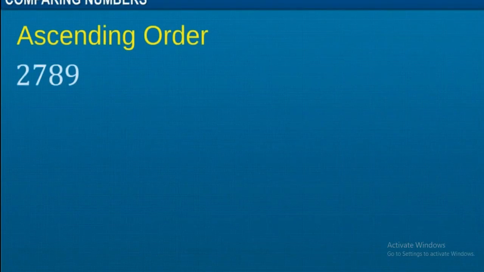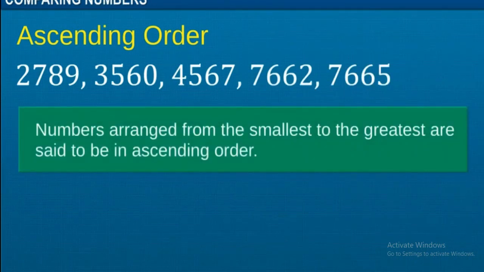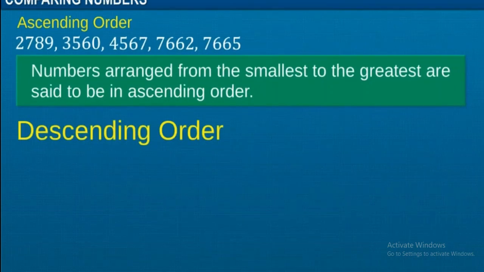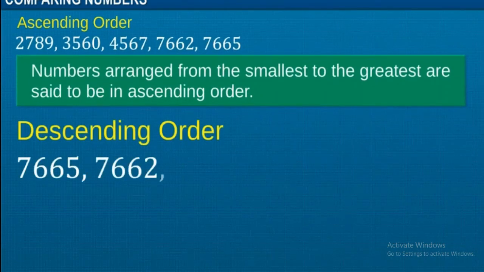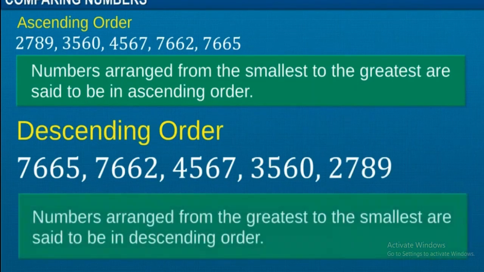The numbers given here are arranged from the smallest to the greatest. This arrangement of numbers is called ascending order. Similarly, the arrangement of numbers from the greatest to the smallest is called descending order.